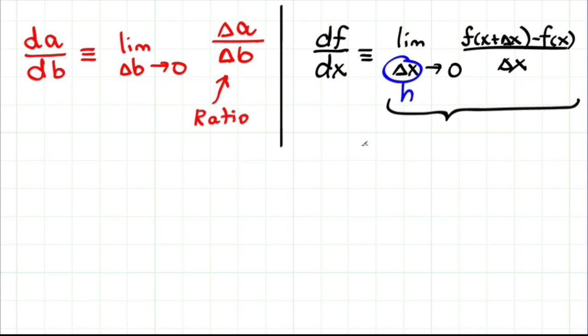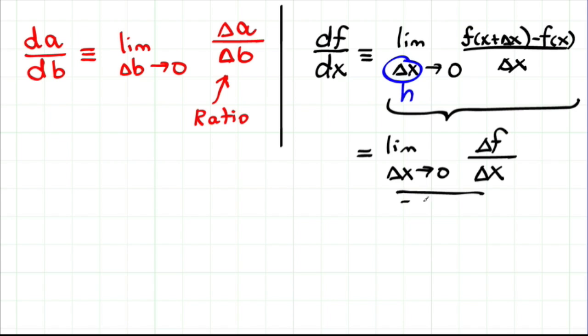So we want to take this right-hand side here, and we'll write this as limit delta x goes to 0, and a function at x plus delta x minus a function at x, we can write that as the change in the dependent variable divided by the change in the independent variable. And if you look here, I've really written the same thing. It's a ratio in the limit as the quantity in the denominator goes to 0.